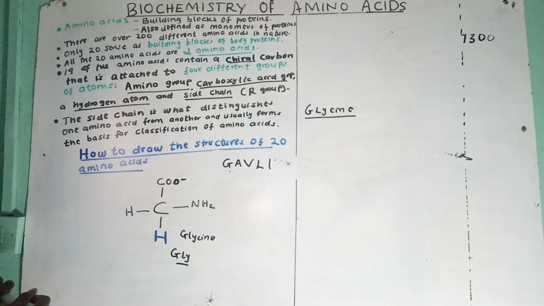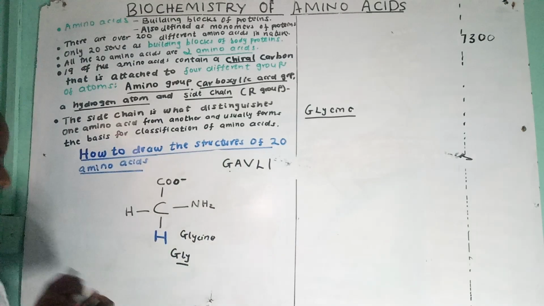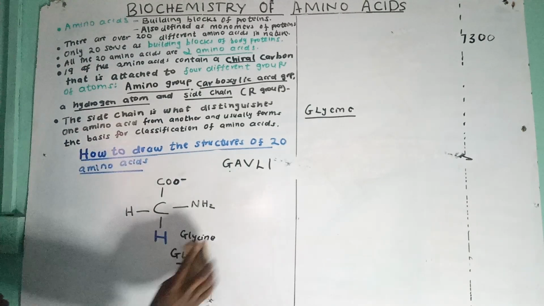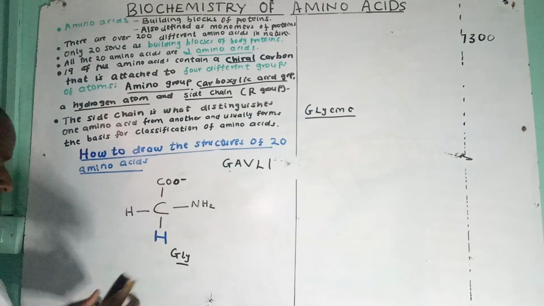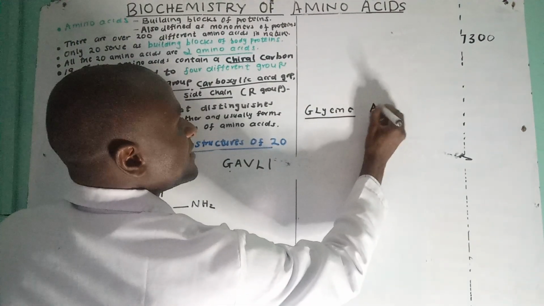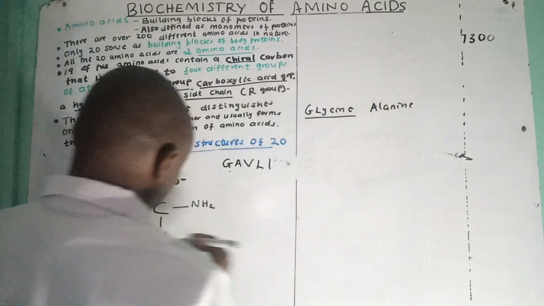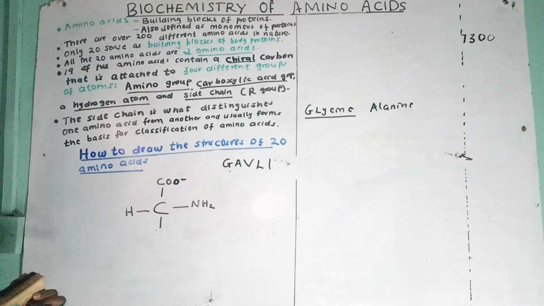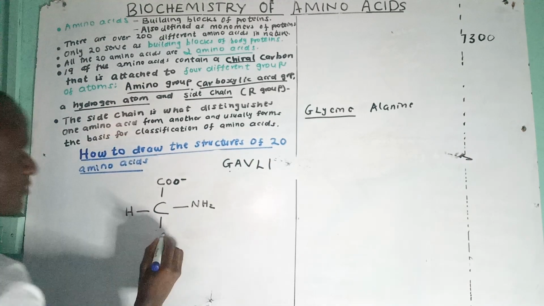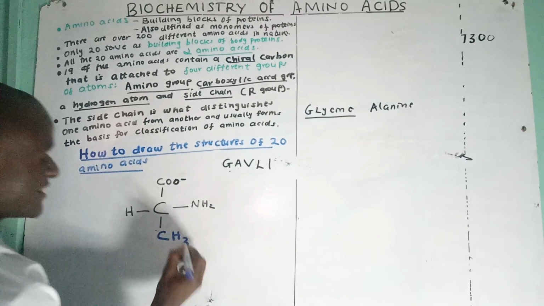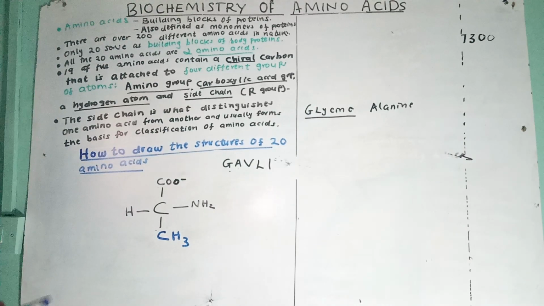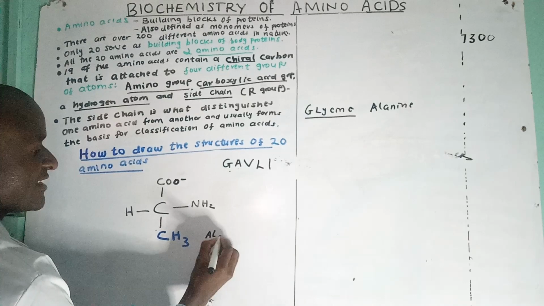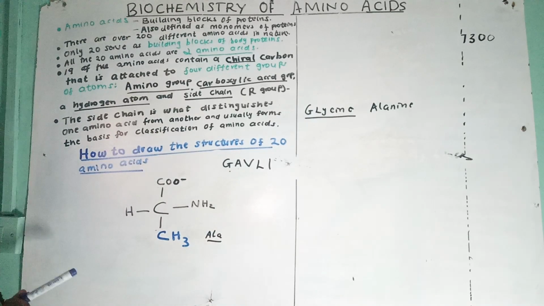So let's look at the next amino acid, alanine. So the side chain of alanine is a methyl group, that is CH3. So alanine is denoted as ALA in chemistry.